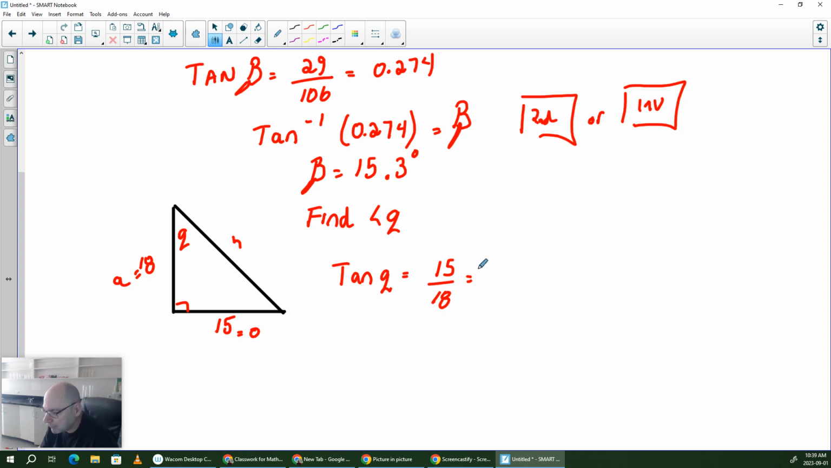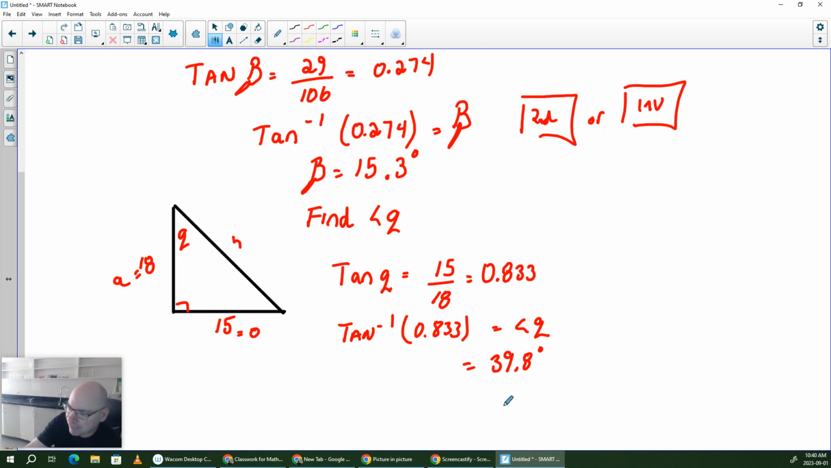This is 0.83, pardon me, 3 figures. So that means I'm going to go inverse tan of that number. You could just leave it in a calculator usually sometimes. That's going to give us angle Q, which equals, in this case, if I go second function tan, I get 39.8 degrees. So that is finding the angle.